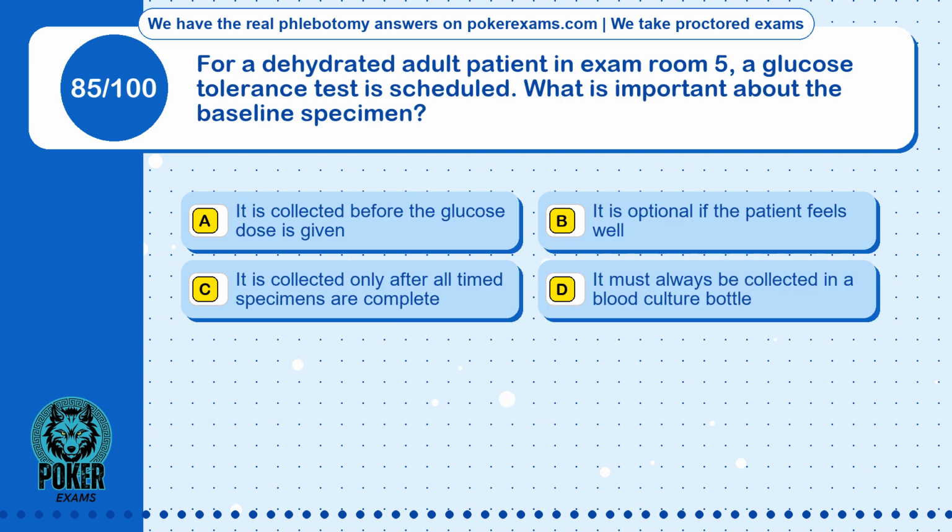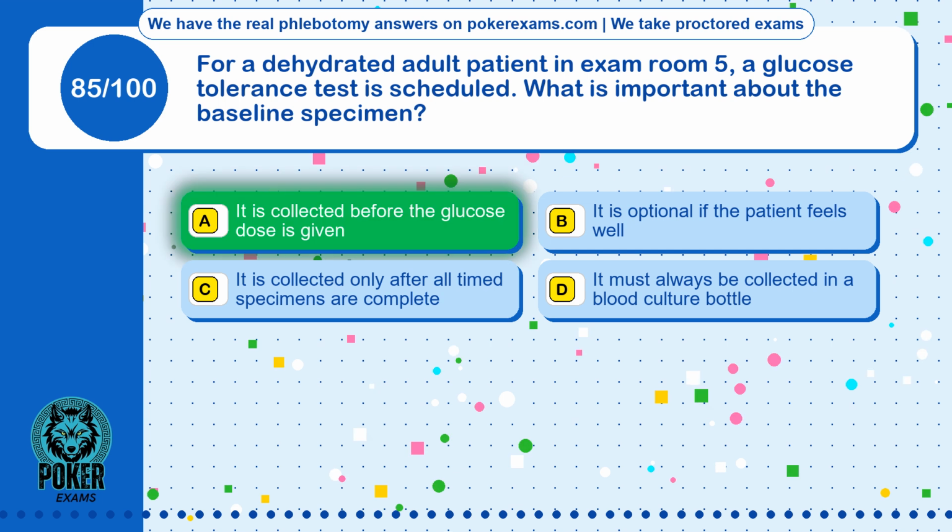Question 85. For a dehydrated adult patient in exam room 5, a glucose tolerance test is scheduled. What is important about the baseline specimen? Option A. It is collected before the glucose dose is given. Option B. It is optional if the patient feels well. Option C. It is collected only after all timed specimens are complete. Option D. It must always be collected in a blood culture bottle.